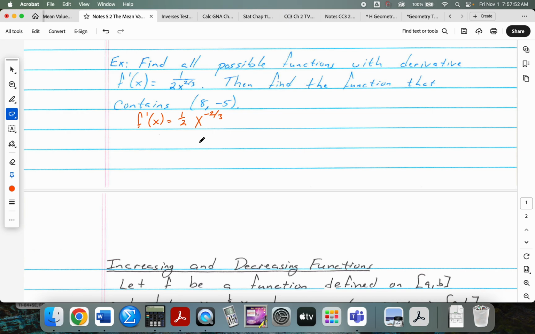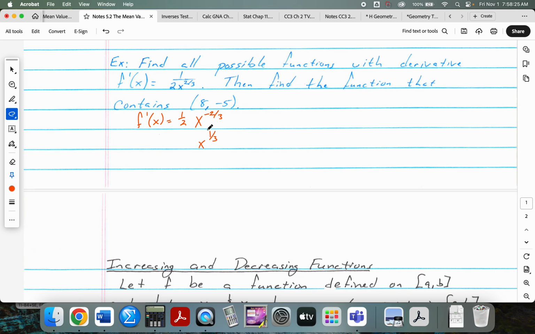So that's going to be x to what power? Positive 2/3? 1/3. No, negative 2/3 plus 1, 1/3. Now, if we took the derivative of x to the 1/3, what would we have? 1/3 x to the negative 2/3. Right, so we've got the x to the negative 2/3 part, but we don't have the 1/2 part, do we?